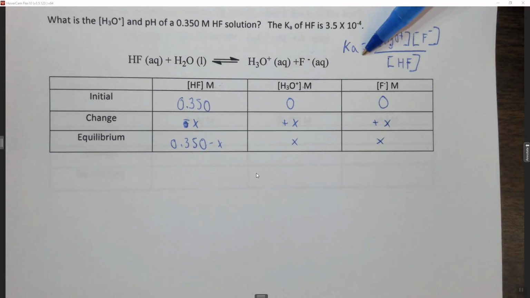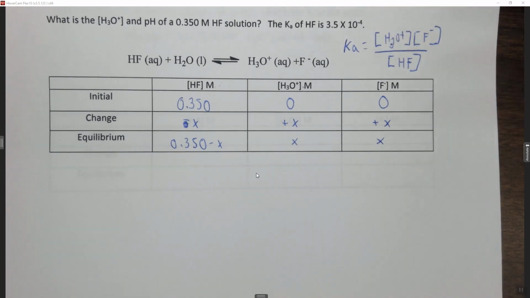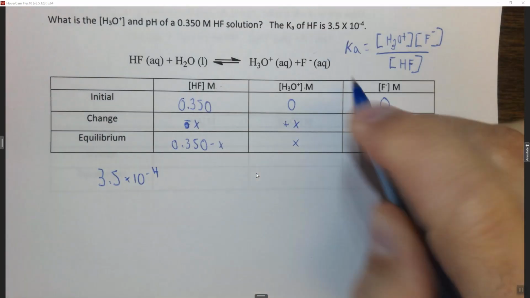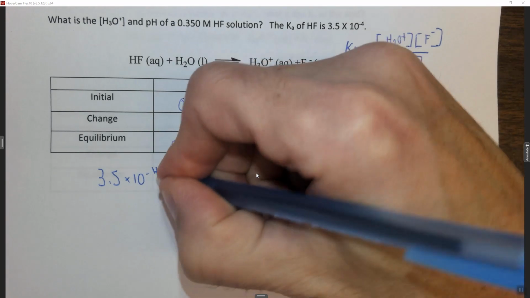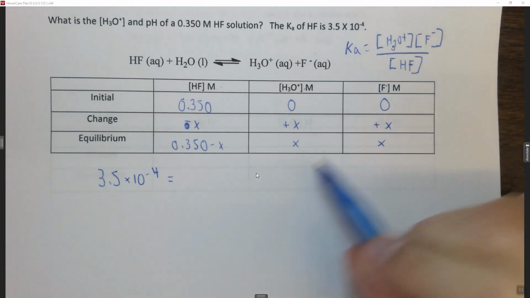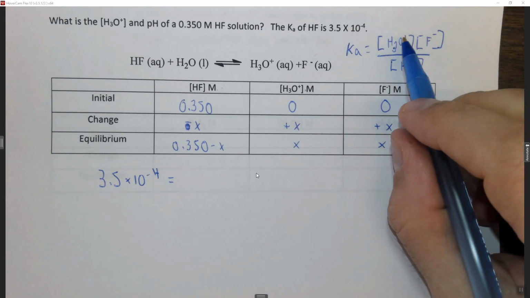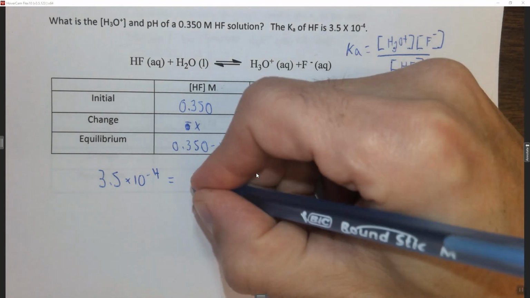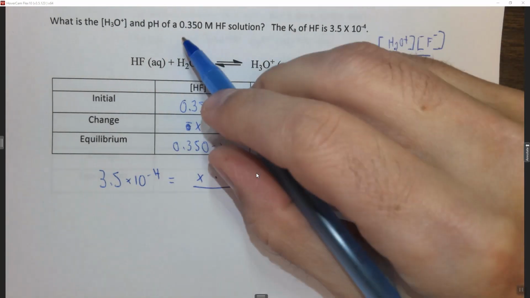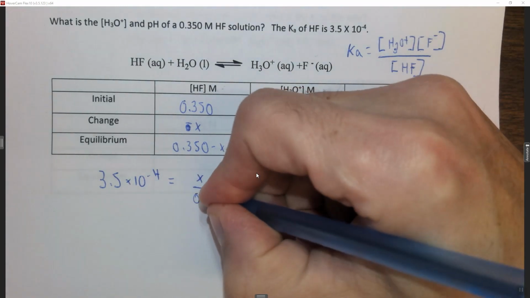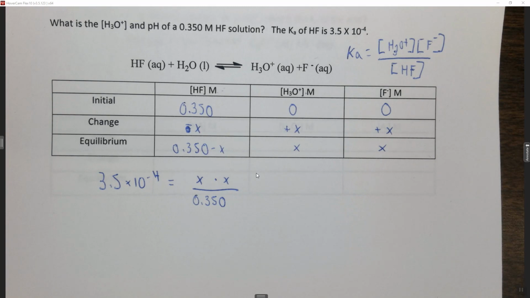So we have the Ka expression. So now let's plug in what we know. Well, we know Ka. Ka is 3.5 times 10 to the minus 4. That's given to us. The concentration of H3O+ at equilibrium, because remember this is an equilibrium expression, so we have to deal at equilibrium, not initially, is X. The concentration of F minus is also X. And the concentration of HF is 0.350 minus X, but we're saying let's ignore that X. So it's just 0.350.